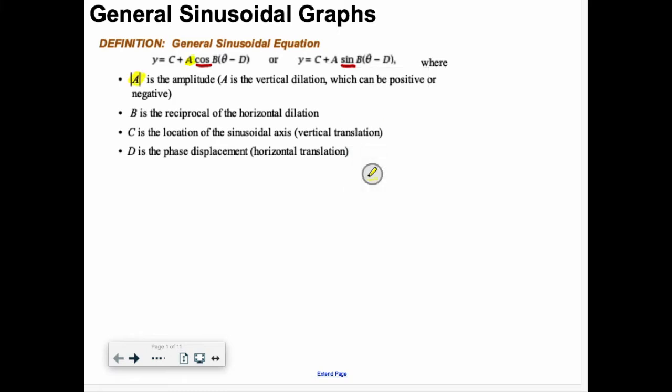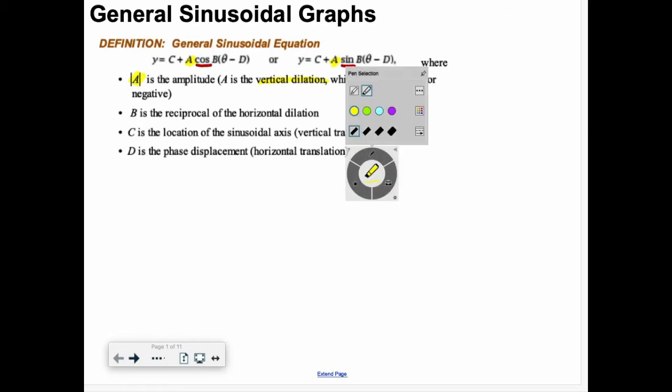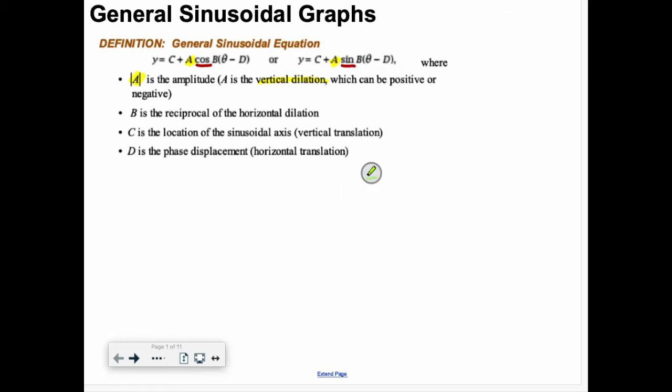A is the amplitude. It's how much taller or shorter we make the graph, and you've seen it before as the vertical dilation. It can be positive or negative. We're going to focus today on actually both. Now, B is going to be our reciprocal of the horizontal dilation.